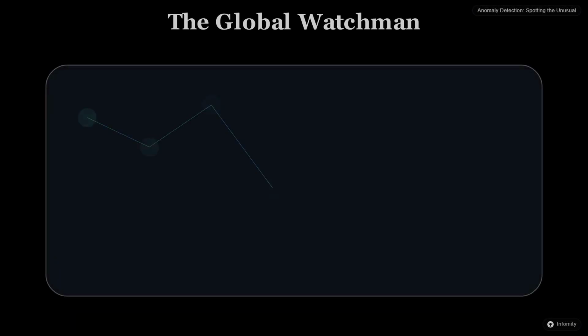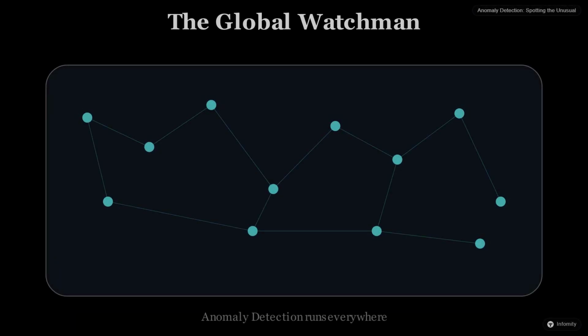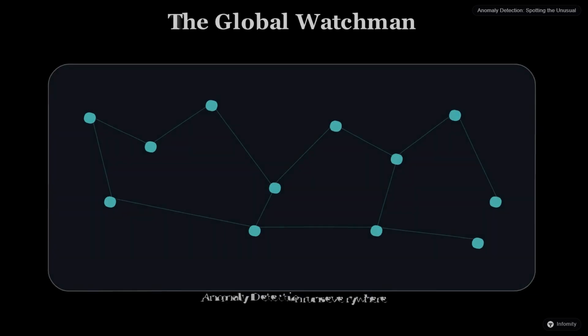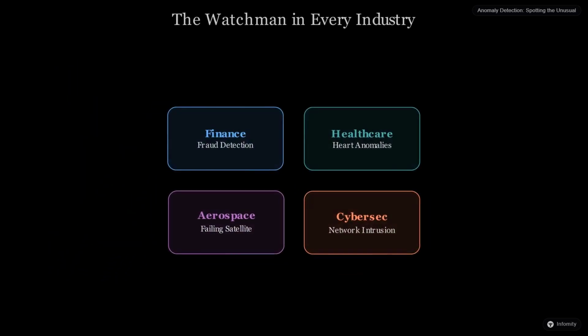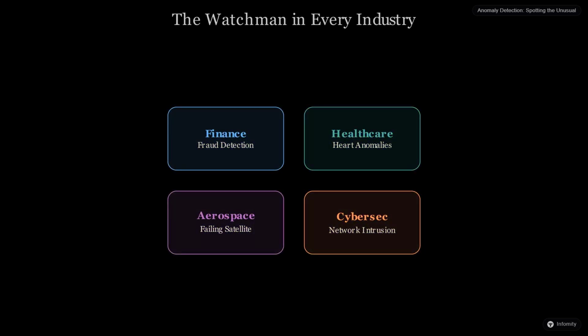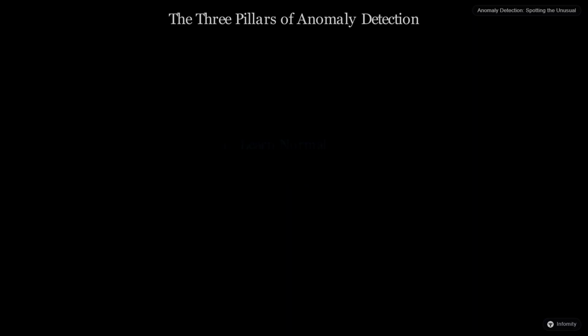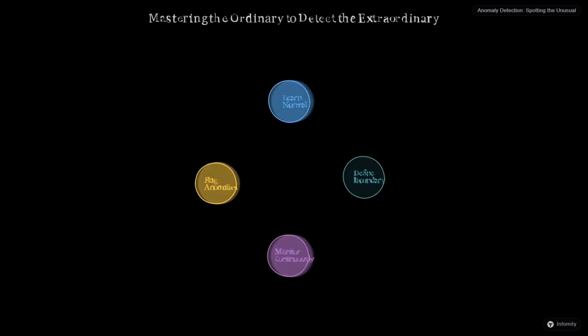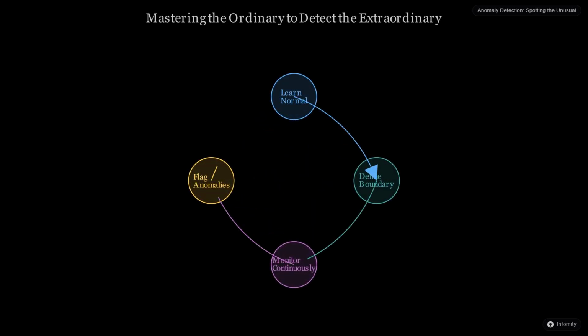Today, the night watchman is an algorithm running in every credit card transaction. Whether it is spotting a fraudulent purchase or a failing satellite, the principle remains the same. Learn the normal, define the boundary, and stay alert for the unusual. By mastering the profile of the ordinary, we gain the extraordinary power to see what others miss.